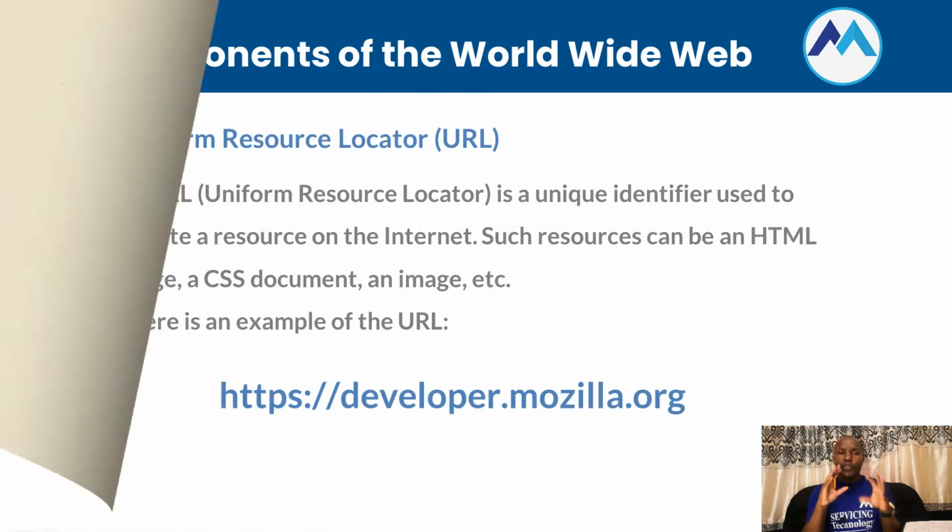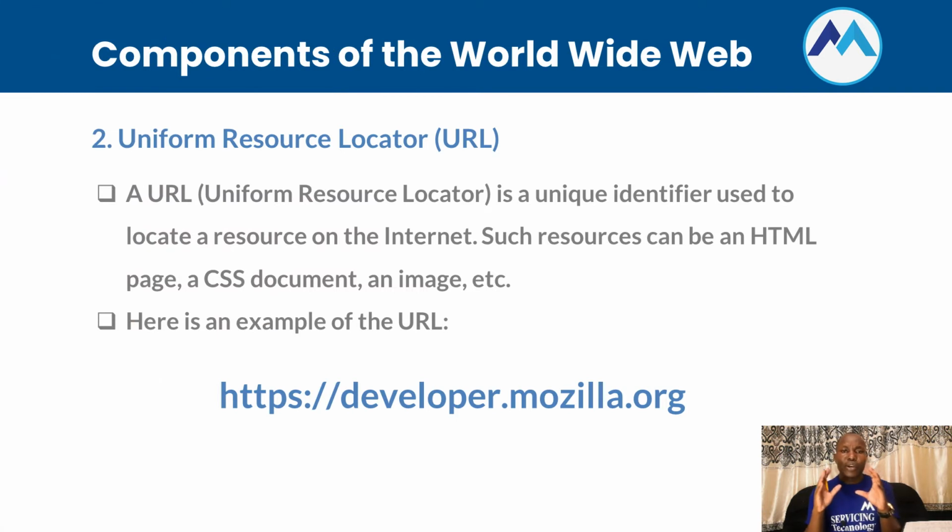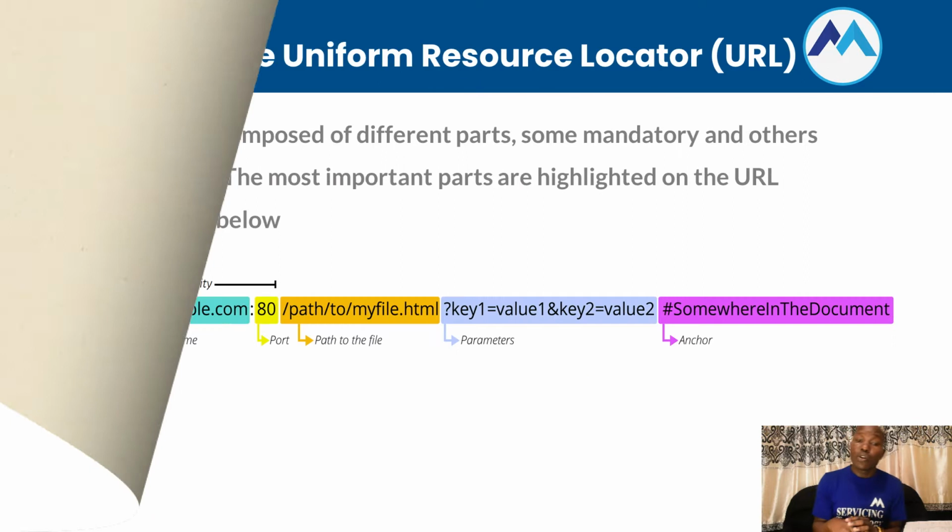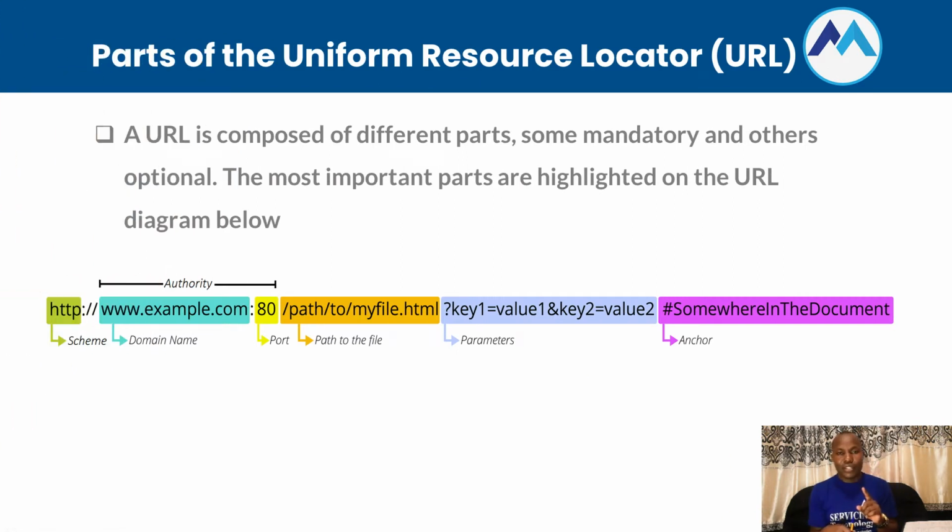Then the second component of the web is Uniform Resource Locator, that's URL. A URL is a unique identifier used to locate a resource on the internet. Such resources can be things like an HTML page, a CSS document, and an image. Here is an example of a URL, that's https://developer.mozilla.org.